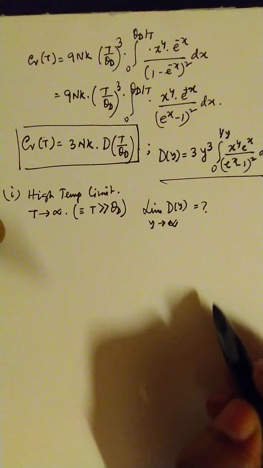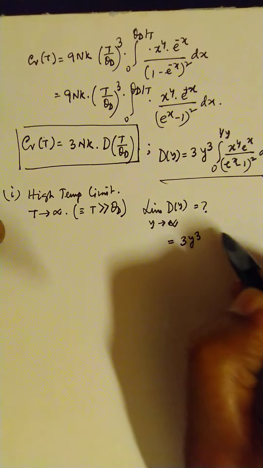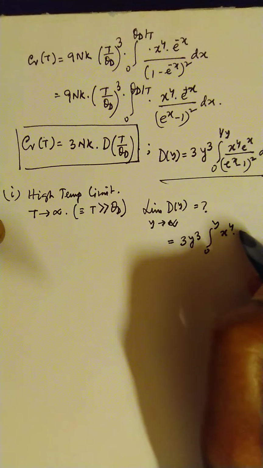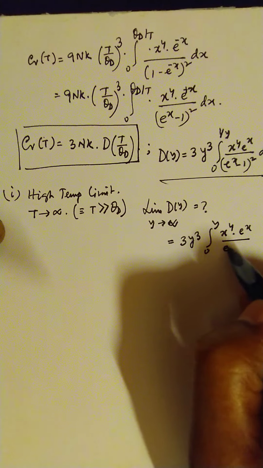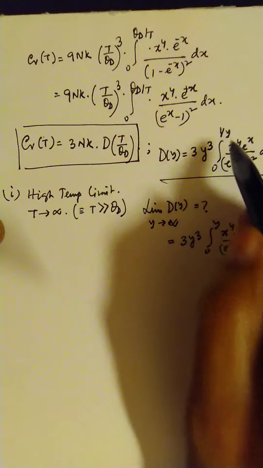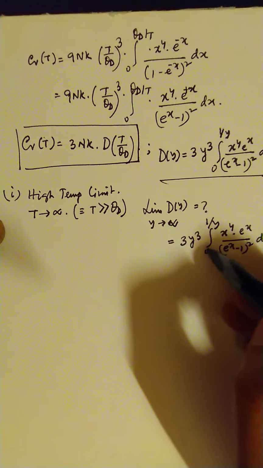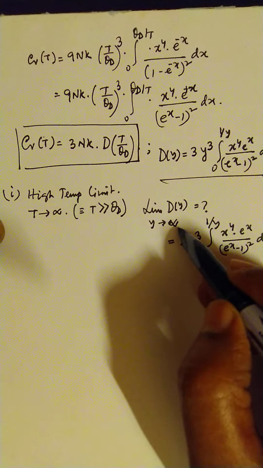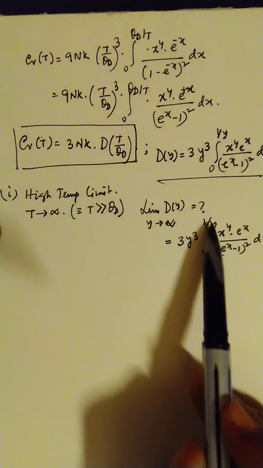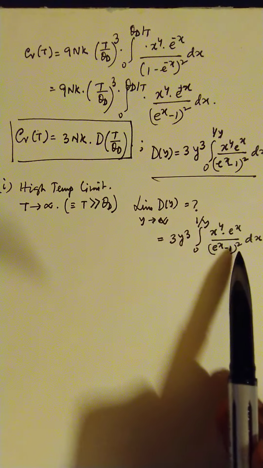That is the question. Now if we just substitute it, this becomes 3y cube and then integral 0 to y x to the power 4 e to the power x by e to the power x minus 1 whole square dx. Now you see that, sorry, it is not y, it is 1 by y, right? So the limit is 1 by y. So when y tends to infinity, this becomes a very small number, right? So the upper limit of the integration becomes a very small number. That means all these x values are very small.